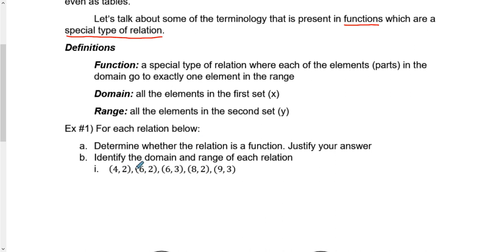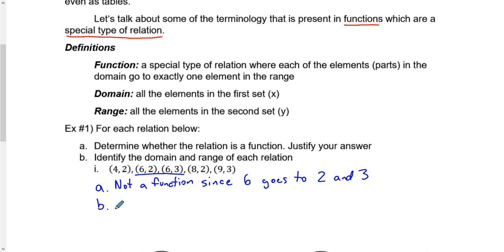So we can see here that 6 goes to 2 and 6 goes to 3. So this is not a function. It's still a relation, but it's not a function, since 6 goes to 2 and 3. It goes to 2 separate things.